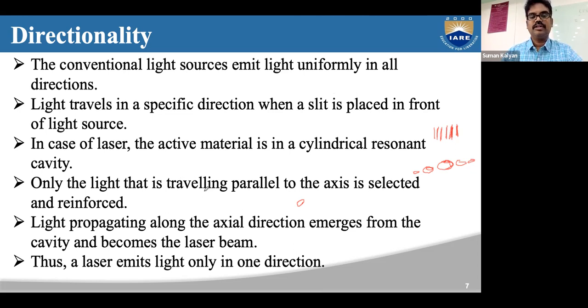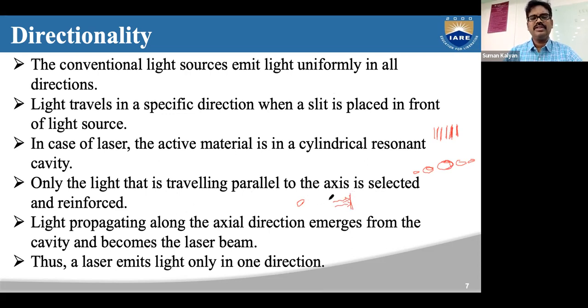Okay, just now we have seen in lasing action that only the photons which are parallel to the optical axis are selected and reinforced. That means we are giving it optical feedback. So only those photons are reflected back.